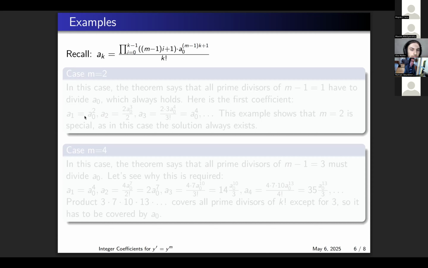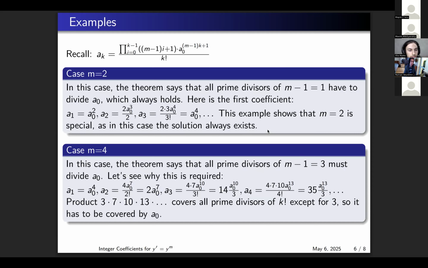If we look at the first coefficients, we see that division is completely handled by the product itself. So it will always be an integer no matter the value of a sub 0. This actually shows that the case m equals 2 is special here because a solution exists no matter the initial condition. Same as in the case of Lorentz series.